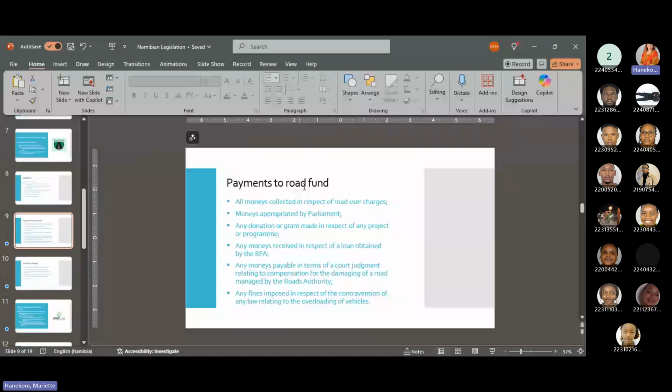So where do they get the money? Where does the money come from? Money that goes into the road fund includes all monies collected in respect of road user charges, monies allocated to them, appropriated by Parliament. Annually, the Minister of Finance has his budget speech, and various ministries are allocated certain amounts of money for the financial year. This is what is referred to here.